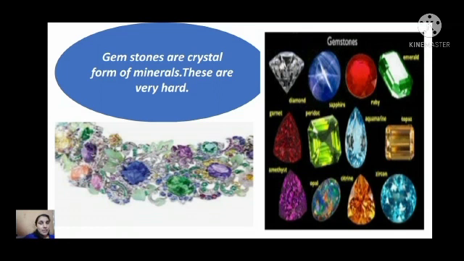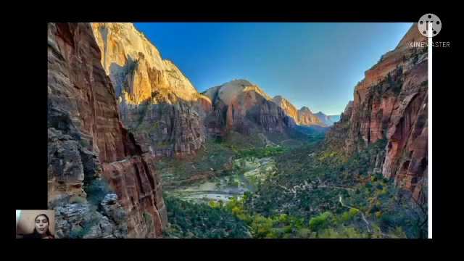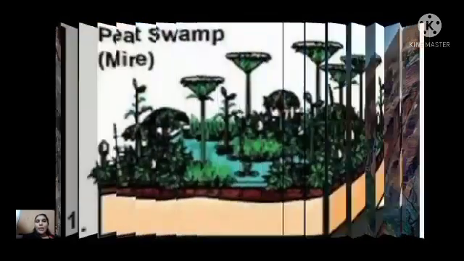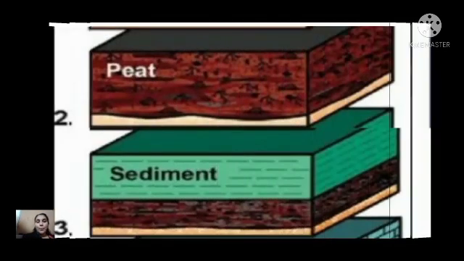Gemstones include the diamond, ruby and emerald. These are some kinds of gemstones we use to make jewelry. Clear? Okay. Fuels are another benefit we get from rocks. First, we are going to discuss the formation of coal. Coal is a kind of sedimentary rock, and it forms from the remains of dead plants that lived millions of years ago. When these plants died, they got buried in swamps, and they converted into a red color deposit known as peat.